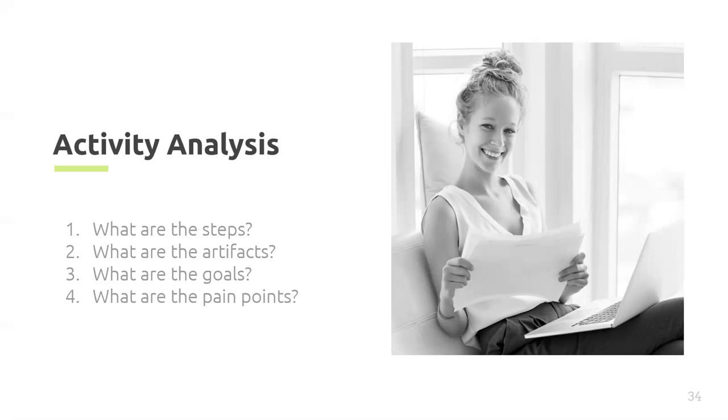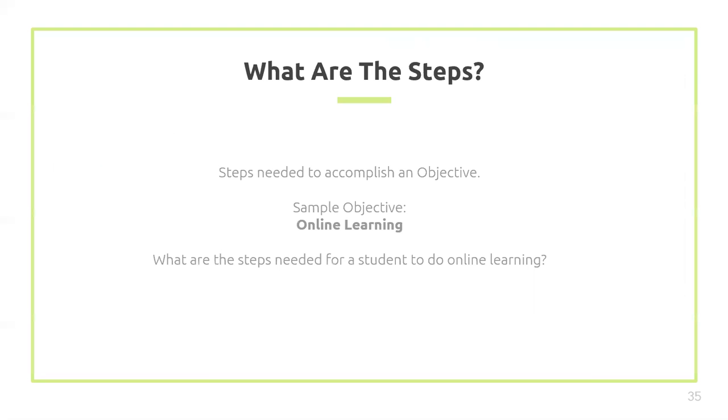This is activity analysis that includes the following questions. We should ask, what are the steps or procedures? What are the artifacts? What are the goals? And what are the pain points? Let's talk about this in detail now. So, for example, steps of analysis. Here, what are the steps? We need to ask what people need to do to accomplish an objective.